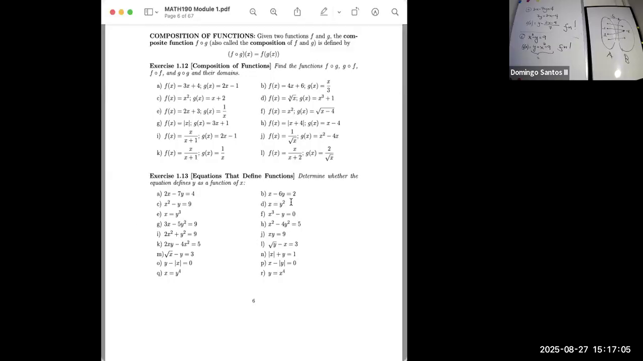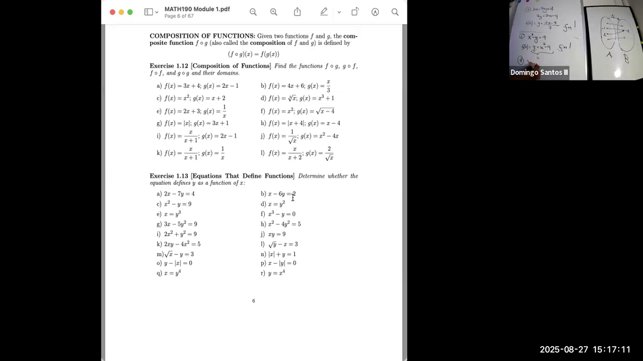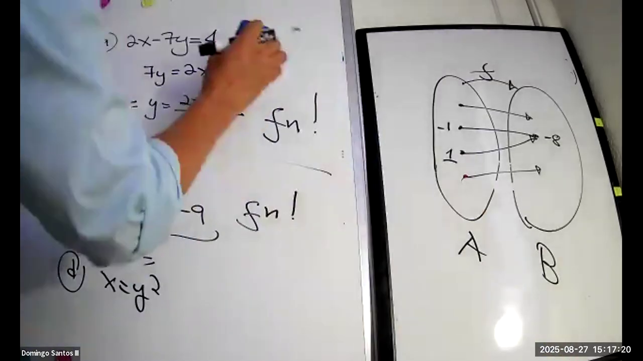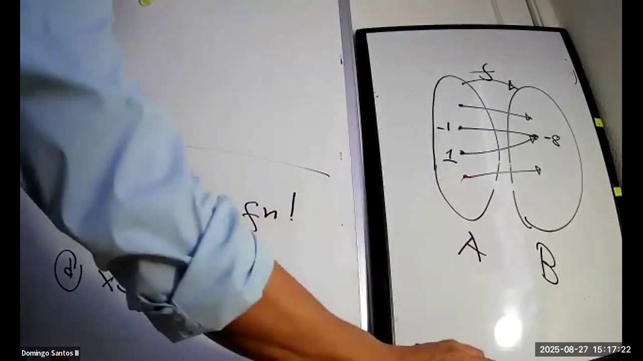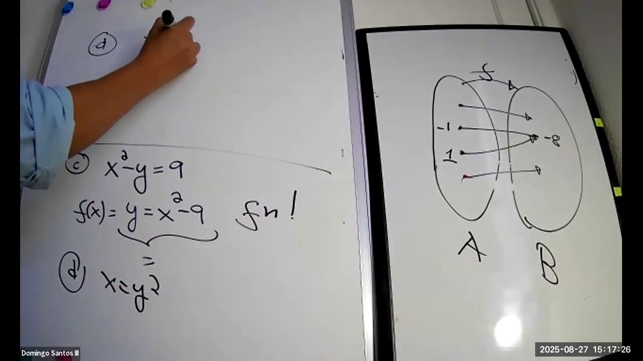Now let's have another one, Hassan. Let's read letter D, please. X is equal to y squared. X equals y squared. That means, let me write it here so you would see it better. So x is y squared.